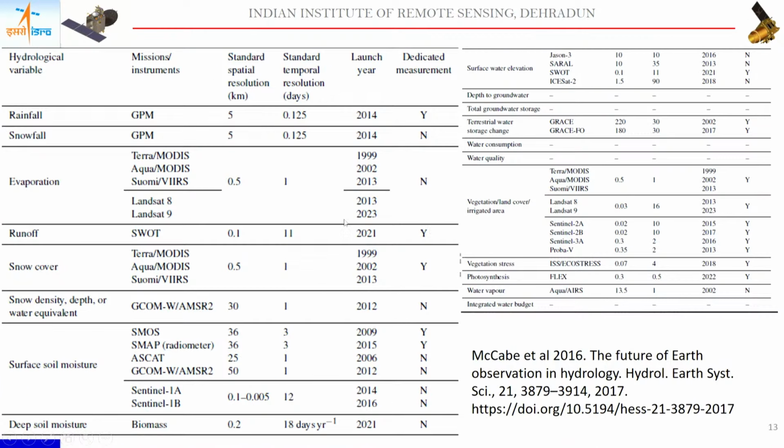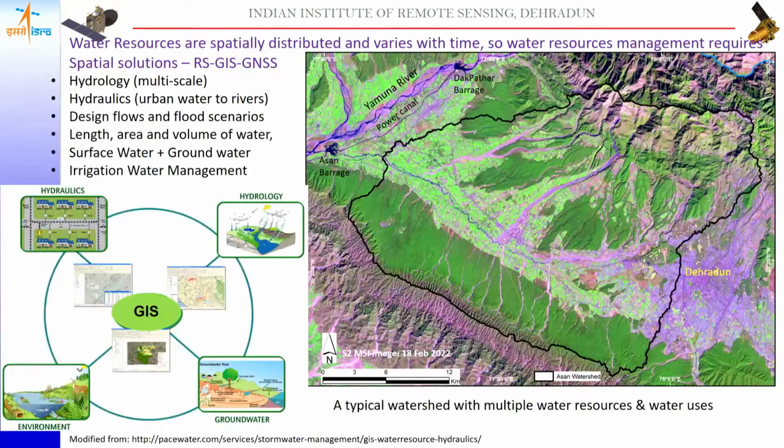So there has been sufficient literature available which gives you the summary. This is one of them, where for rainfall and snowfall, these are the possible instruments. I'll be covering one example of each in the subsequent slides: how we use the Global Precipitation Measurement mission to measure precipitation in terms of rainfall and snowfall, and then how we quantify evapotranspiration, runoff, snow cover, snow density, and soil moisture. For each of these, I will be giving an example in the subsequent slides. These days we have dedicated satellites to cover some of these parameters.